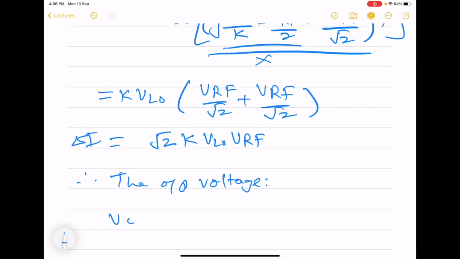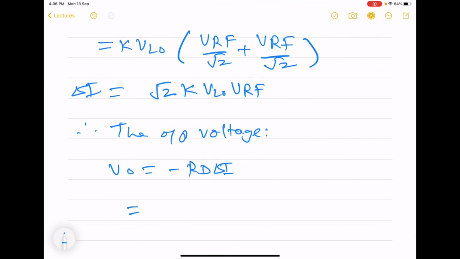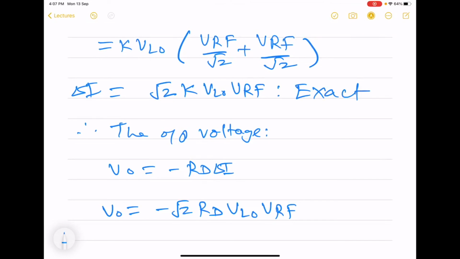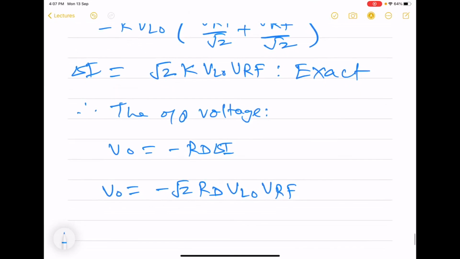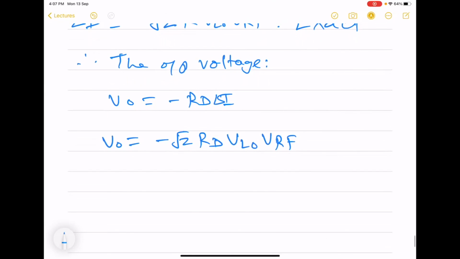Now we know that therefore the output voltage VO is minus RD into delta I. So this becomes minus square root 2 RD VLO VRF. And keep in mind here it is exact, no approximation involved, but a change was required in the circuit: we had to add additional tail current IL to pair 1 and pair 2. So here we see that this does the mixing.